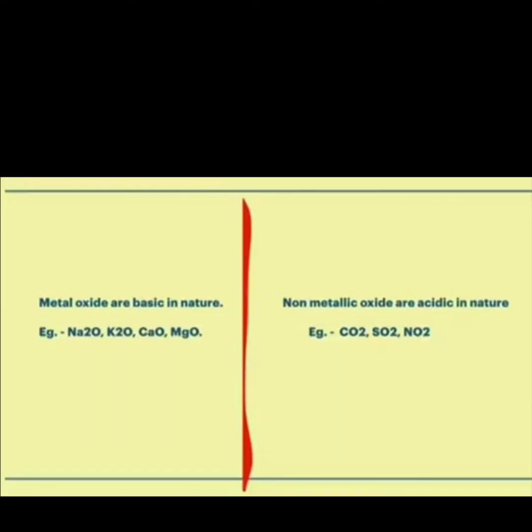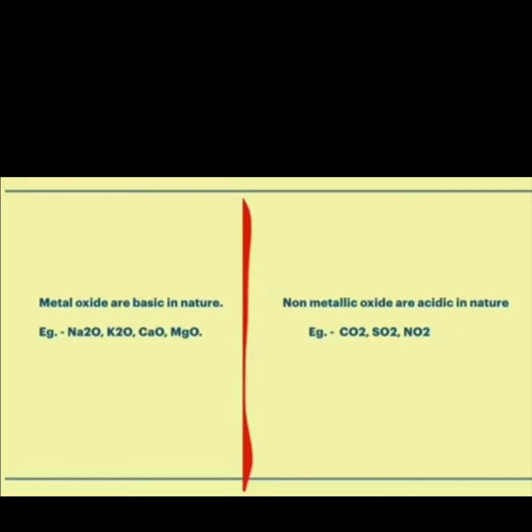Then we have our last point, metal oxides are basic in nature. You can see Na2O, sodium oxide, K2O, potassium oxide, calcium oxide, and magnesium oxide. All are basic in nature. Metal oxides are basic in nature, whereas non-metallic oxides are acidic in nature. Example, carbon dioxide, CO2, SO2 and NO2.